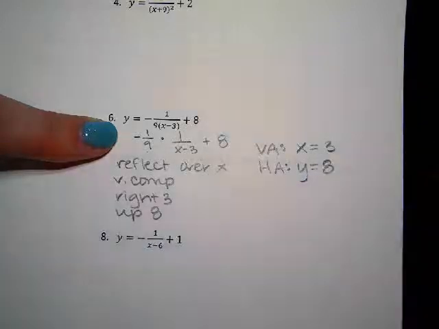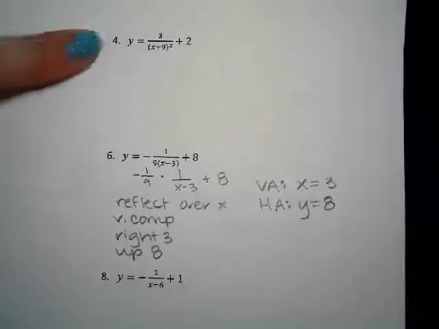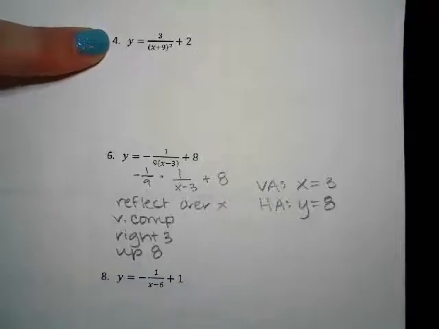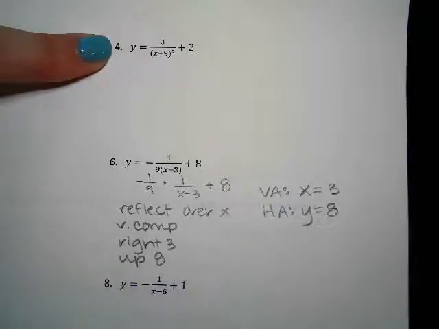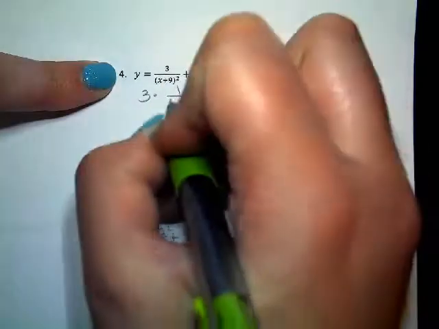Okay, we can do number 4. How should we rewrite number 4? You've got the right idea, not quite fully right. So take the 3 over, pull it out, and then it'd be 1 over x plus 9 squared, so 3 times, not third squared, 3 times.